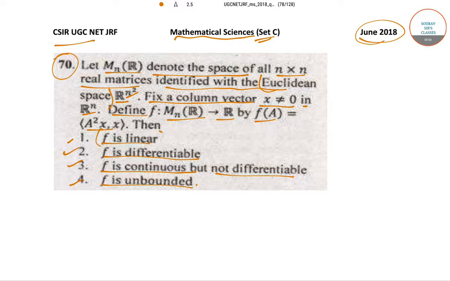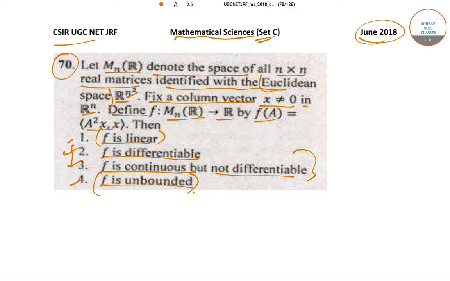So we have to check out whether f is linear and then whether f is unbounded or bounded. Now for option 2 and 3 we can say that if f is differentiable, then option 3 is wrong, and if f is not differentiable, then option 3 is correct but 2 is wrong. So we have to check whether f is differentiable or not from these two options. So let us start off with whether f is linear or not.